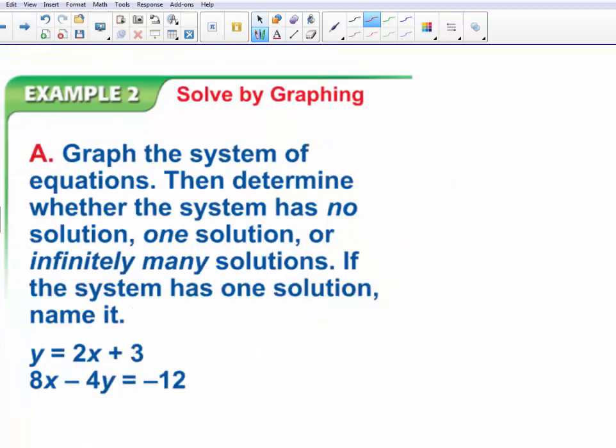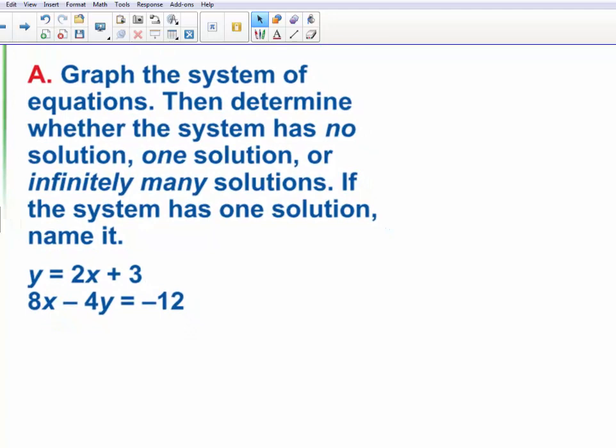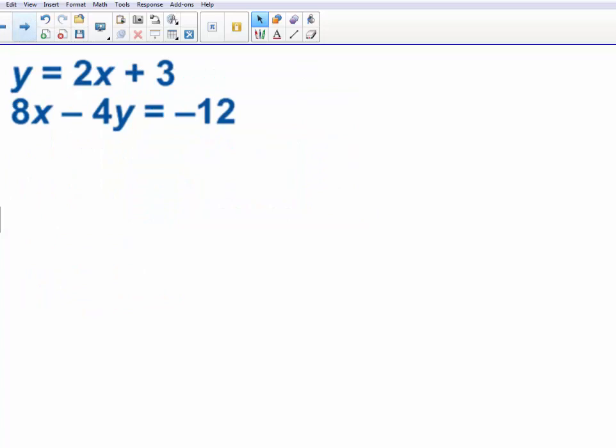Okay, graph the systems of equations and determine whether a system has no solution, one solution, or infinitely many solutions. If the system has one solution, name it. So don't just say that it has one solution, actually find it. So find that point of intersection. Okay, y equals 2x plus 3, and then you have 8x minus 4y equals negative 12. To be able to graph these, you want to put them both into y equals mx plus b format. This one's already there. Bottom one, isolate the y.